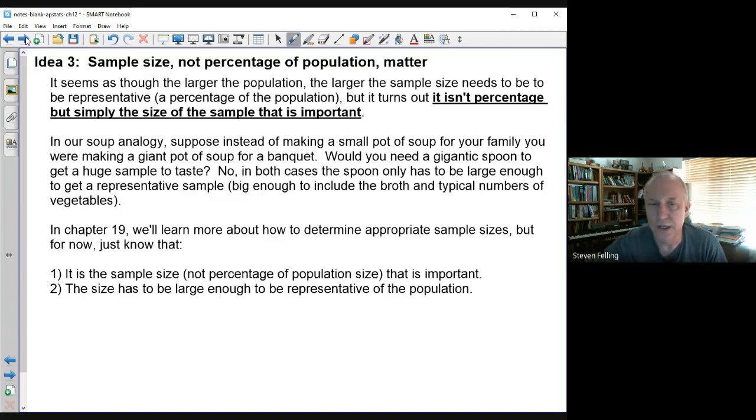All right, and then the third idea that's not intuitive at all is that it's the size of the sample, and not the percentage of the population, that matters. It seems like if you had a larger population, you would have to take a bigger sample for it to be representative, but that turns out not to be the case, right? People will say, well, okay, if I want to sample people in a high school, if there's 3,000 people in the high school, I have to have a sample of 200 students to be representative.